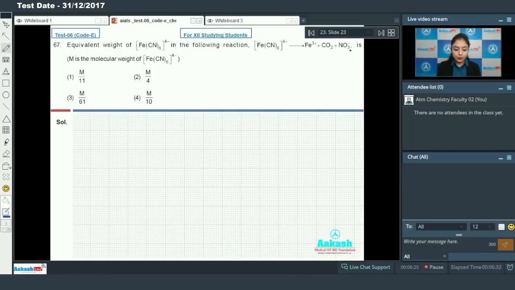Now moving on to the next one, we have question number 67, in which we have to identify the equivalent weight of the complex Fe(CN)6 4 negative. So first of all, write down the reaction: Fe(CN)6 4 negative, which is being converted into Fe3 plus, CO2 plus NO3 minus.